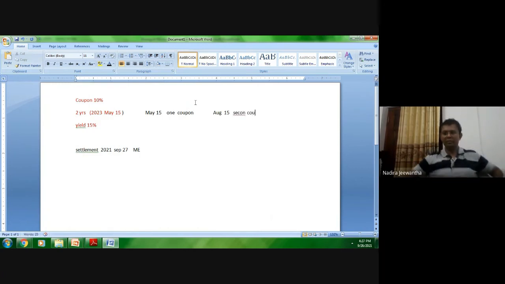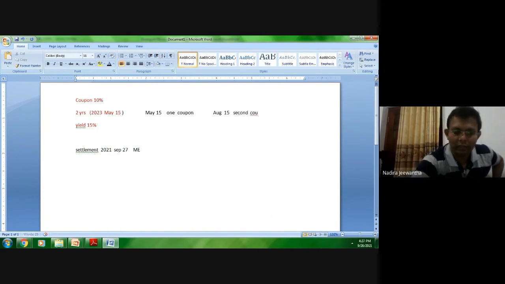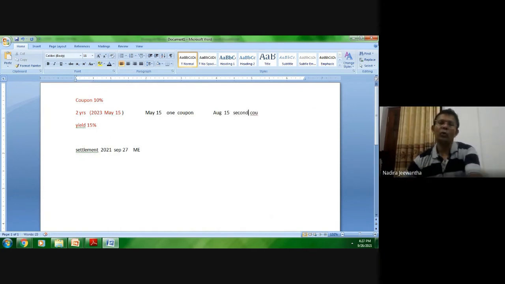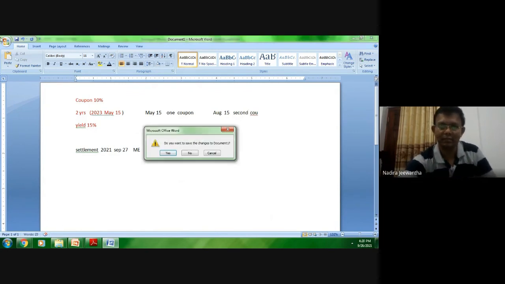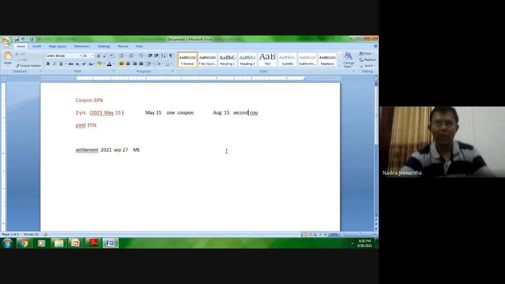Got it? Second coupon. This is how you get coupons for 2 years. This is second. On the maturity, you are getting one coupon. Why? This is the maturity date, right? This is the coupon. This is the maturity.